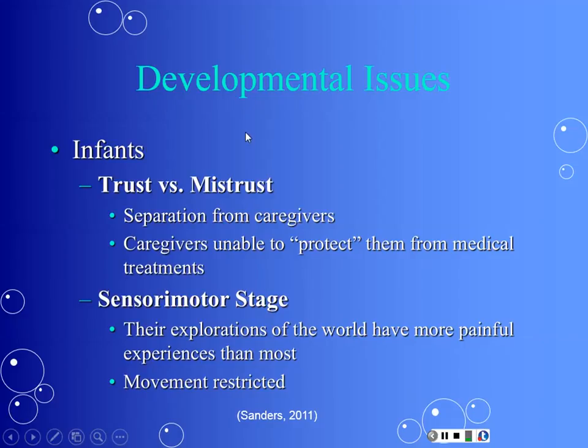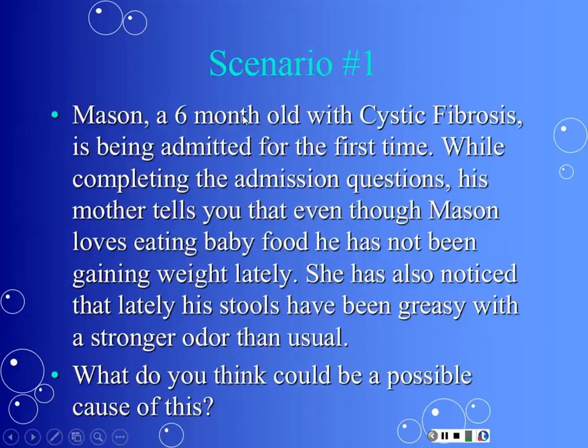These are just looking in a reflection, and I can let y'all go through these if you want, about developmental issues with kids. For example, an infant and their trust versus mistrust, the caregivers are unable to protect them from medical treatments. So you have issues on the parent side and on the child side in the sensorimotor stage. So when you're looking at this type of age and what's going on, y'all can use these as a review if you want, because I'm going to post this. And if y'all have questions as you go through, you can ask me.